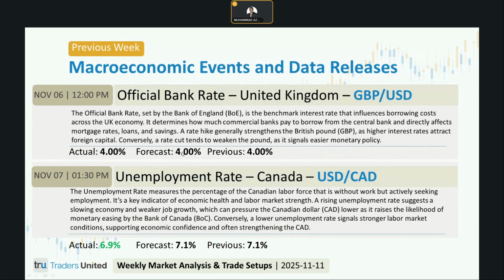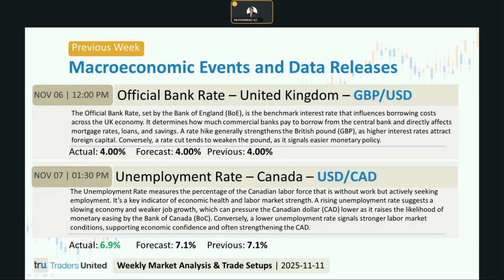So the forecast was 4%, and the number we also got is the same 4% number. Okay, so volatility actually spiked after the news announcement, but sentiment quickly turned positive for the British pound. Traders should continue monitoring upcoming inflation and employment data for signs of whether the Bank of England may maintain or ease its stance in early 2026 year.